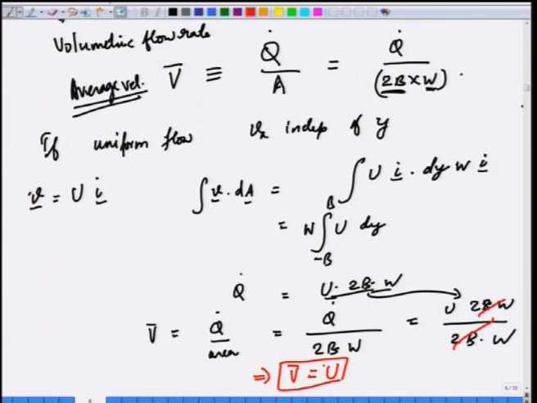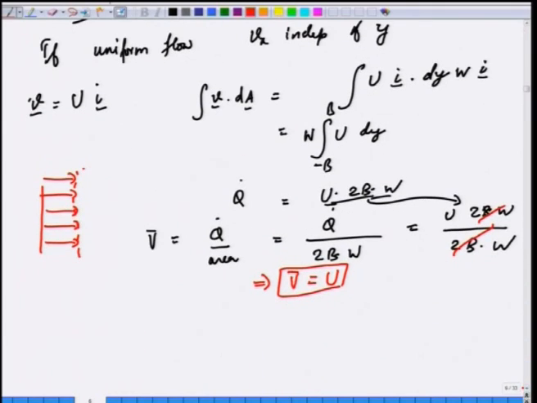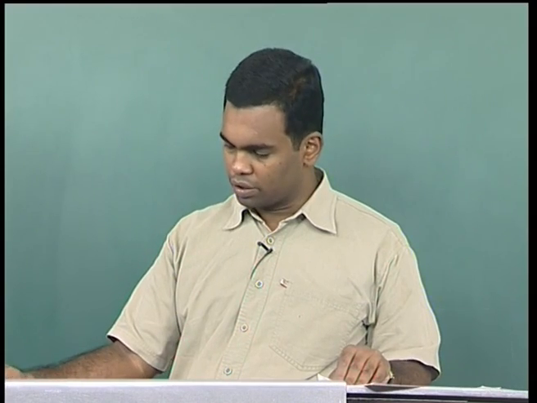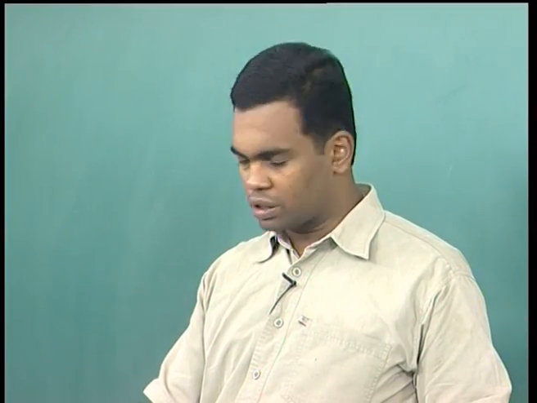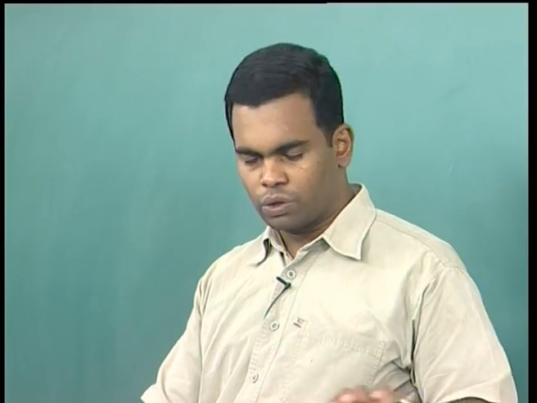That makes physical sense, because if the velocity is constant, independent of the coordinate perpendicular to the direction of the flow, then obviously even if you average it, it will give you a constant answer. So, this is the meaning of this particular quantity called average velocity. This completes our discussion on mass conservation.